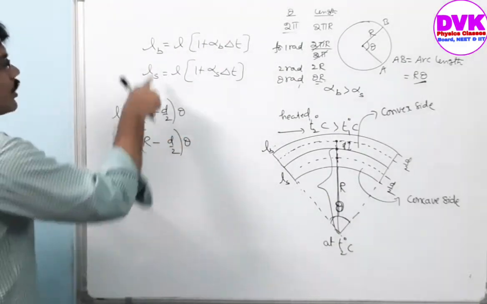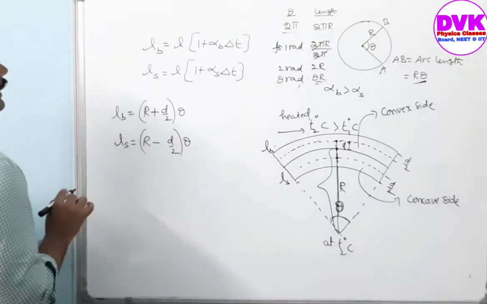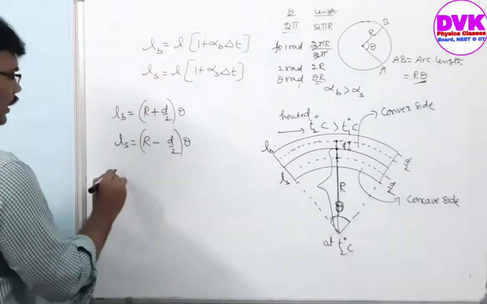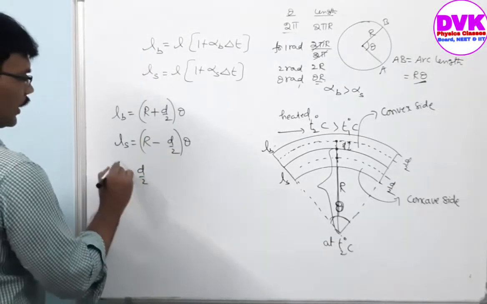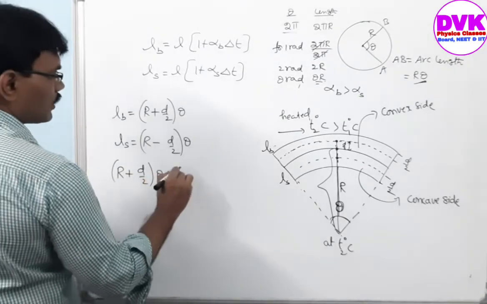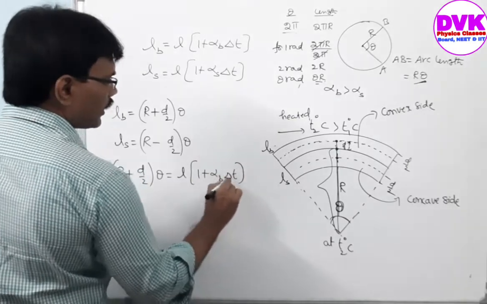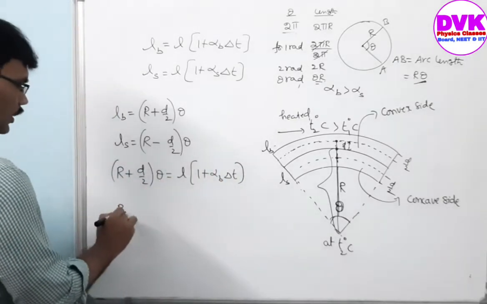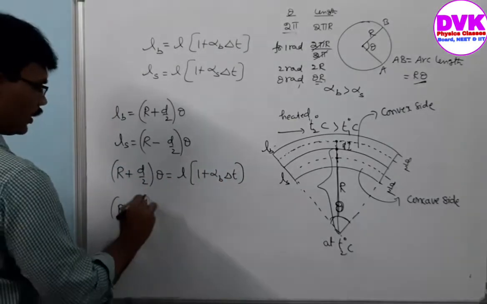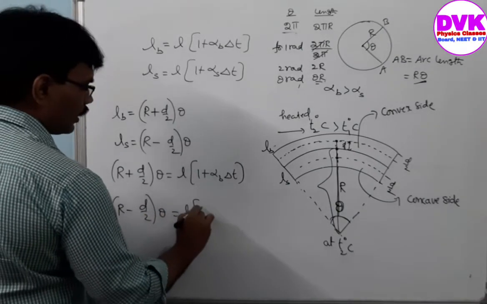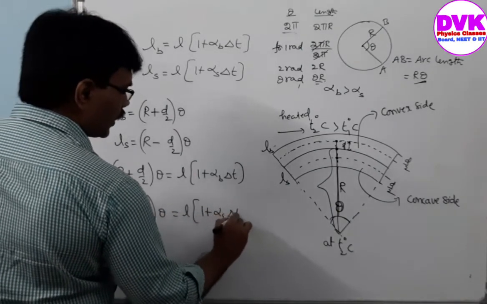That's all. Now we need to substitute these values here, then we will get the radius of curvature expression. So r plus d by 2 into theta, this is the final length of brass, equals the initial length l into 1 plus alpha brass into delta T, where delta T is the final temperature minus the initial temperature. Similarly, r minus d by 2 into theta equals l into 1 plus alpha s into delta T.